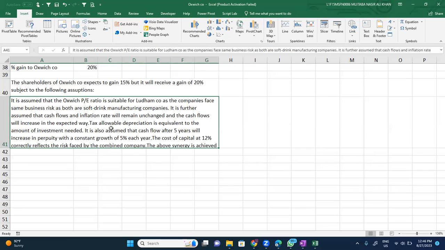How many marks will they give? Out of 5, if the student gets 2 marks, that will be more than enough. He will be blessed if he gets the 2 marks.